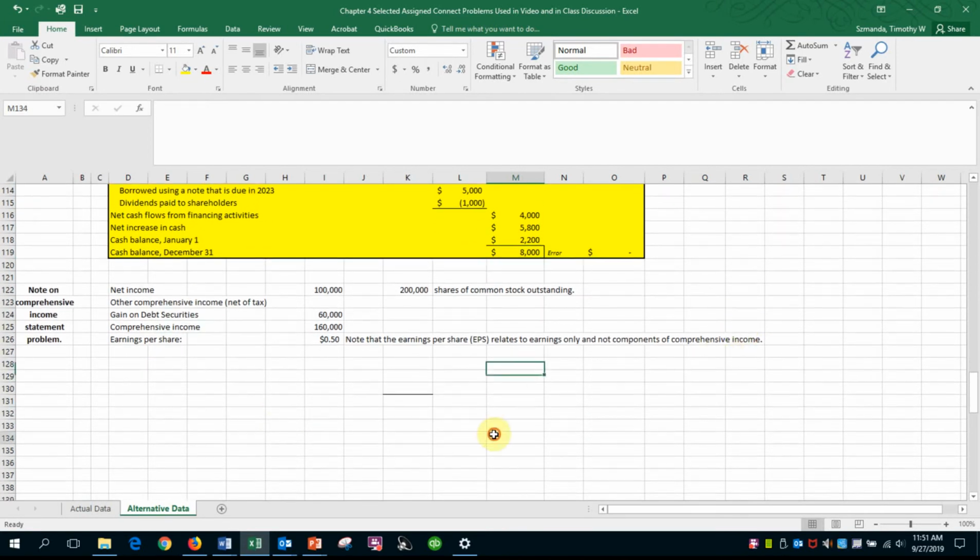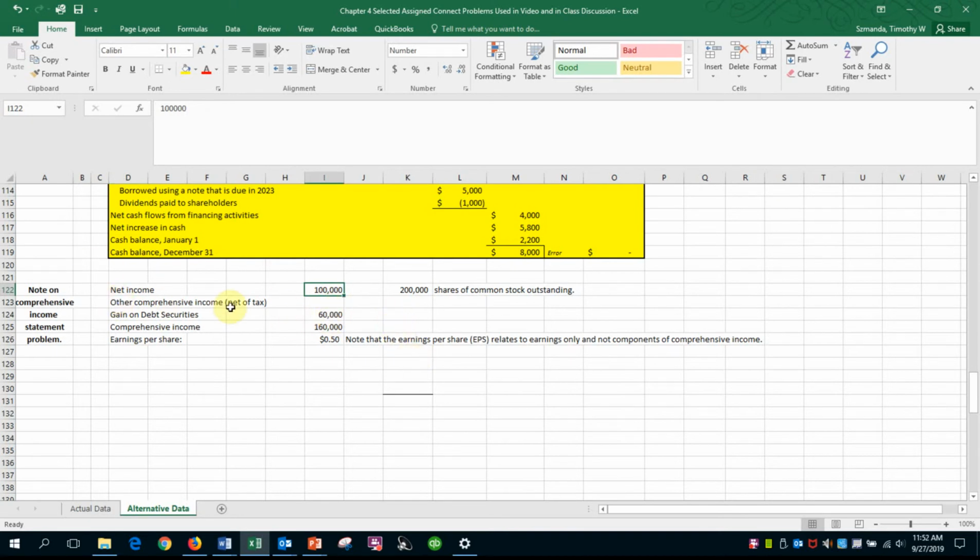A couple of notes on just some other problems that you'll see. One is on other comprehensive income. Remember that other comprehensive income items are not part of net income. They're not part of earnings. Yes, they do change our net worth, our equity, but they are not a result of earnings. Only net income captures earnings on an accrued basis.